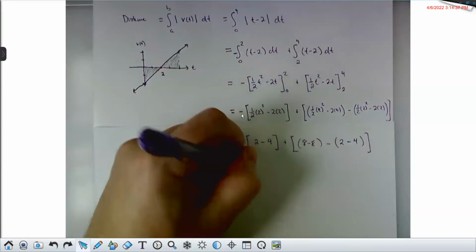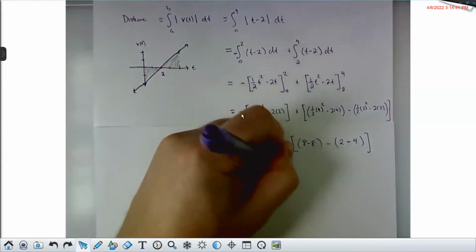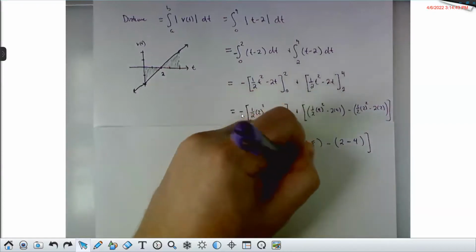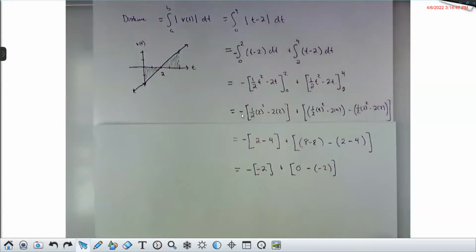So then altogether here, I have the negative of -2 plus 0 minus -2. And you can see the minus signs really pile up. You need to be very careful. There's another reason good notation is important.